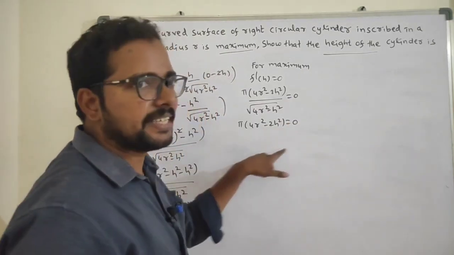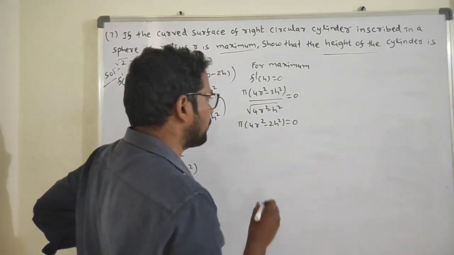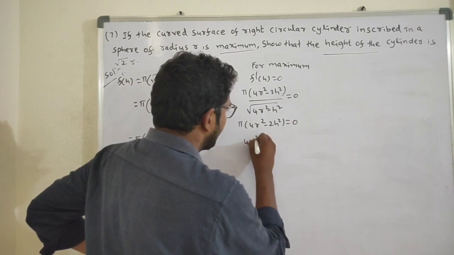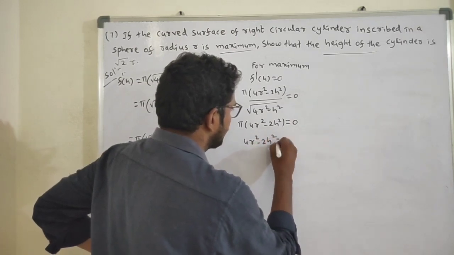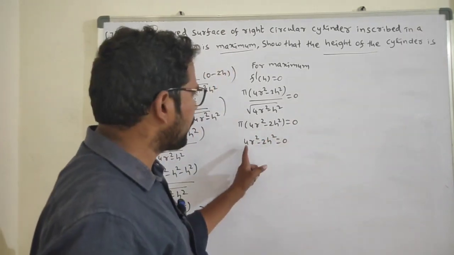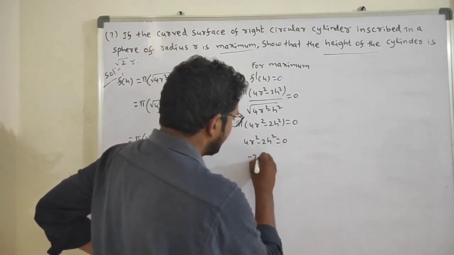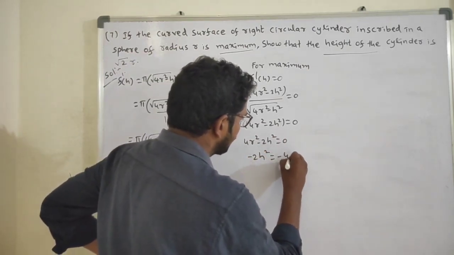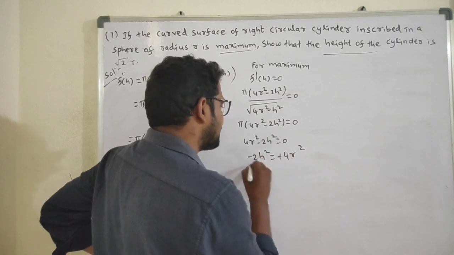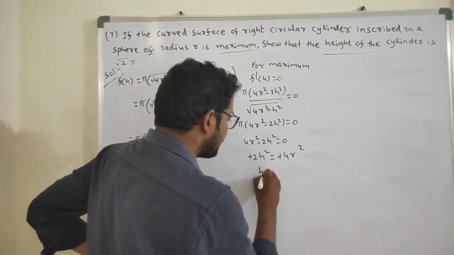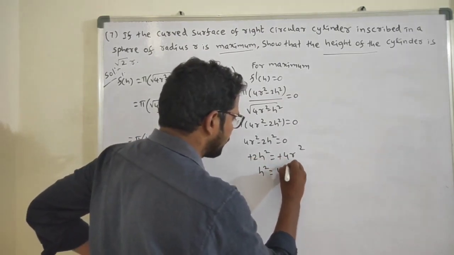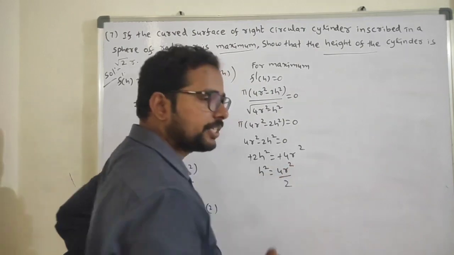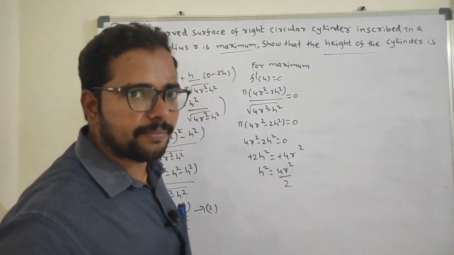If we put the right side as 0, we get 0 by pi is equal to 0. So 4r square minus 2h square is equal to 0. Sending 4r square to the right side, minus 2h square is equal to minus 4r square. Minus minus gets cancelled, so h square is equal to 4r square by 2.